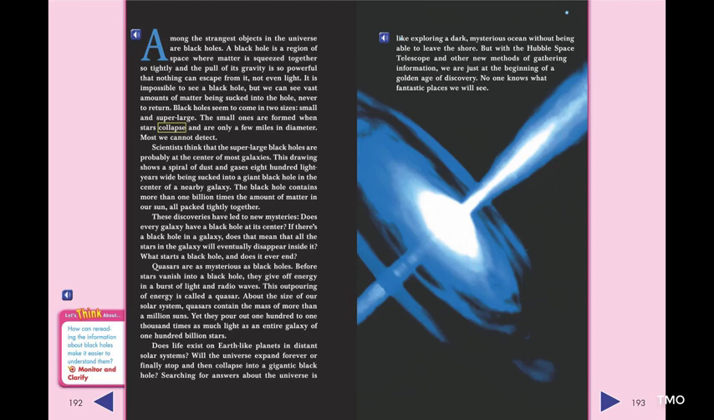Does life exist on Earth-like planets in distant solar systems? Will the universe expand forever, or finally stop and then collapse into a gigantic black hole? Searching for answers about the universe is like exploring a dark, mysterious ocean without being able to leave the shore. But with the Hubble Space Telescope and other new methods of gathering information, we are just at the beginning of a golden age of discovery. No one knows what fantastic places we will see.